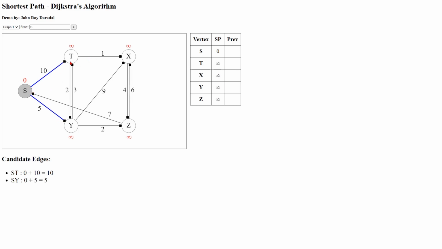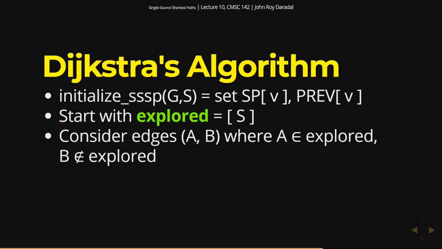Because ST has the source, or the first endpoint, already explored, and the destination is not yet explored. And then the same with SY: this part is explored, the destination is not yet explored. So those are the edges that we'll consider. A is explored, B is not yet explored.